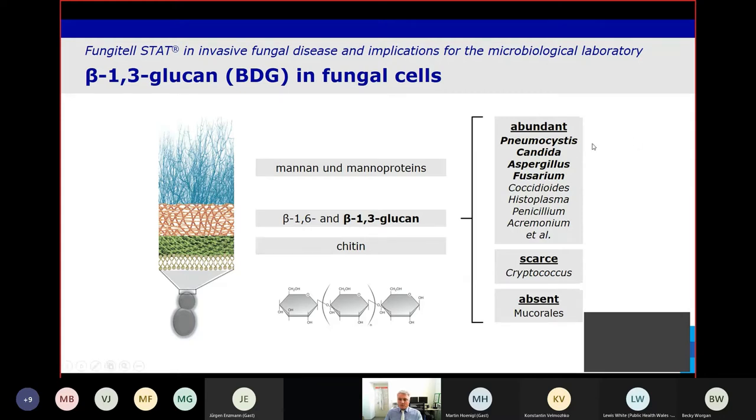They are abundant in Pneumocystis, Candida, Aspergillus, and Fusarium. So the most frequent fungal pathogens can be detected with 1,3-beta-D-glucan. Also fungi that are not that prevalent in Europe but are prevalent in other parts of the world, like Coccidioides or Histoplasma, are elevated in patients with these infections. 1,3-glucan is scarce in Cryptococcus, and it's absent in the Mucorales. That means infections by Mucorales can't be detected by 1,3-beta-D-glucan.